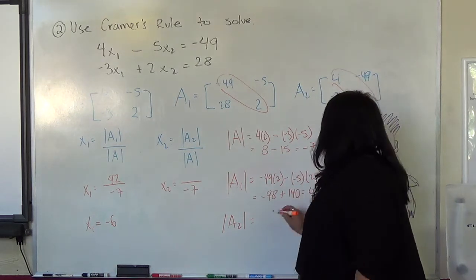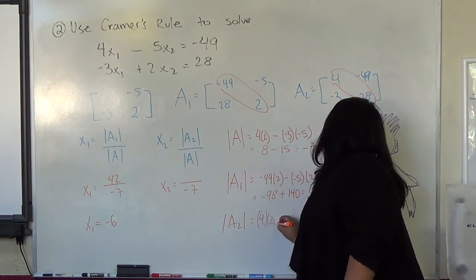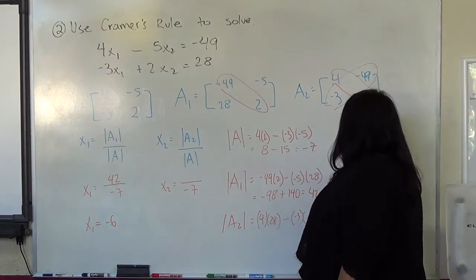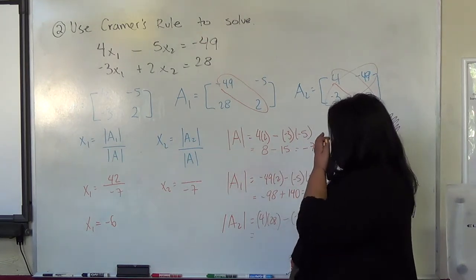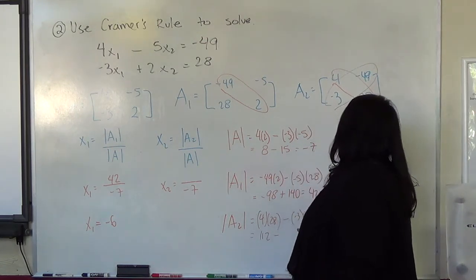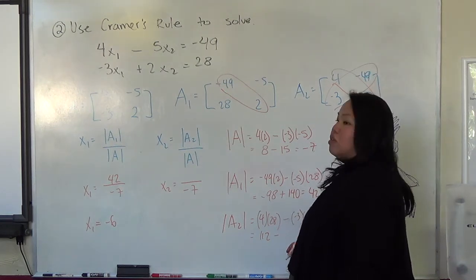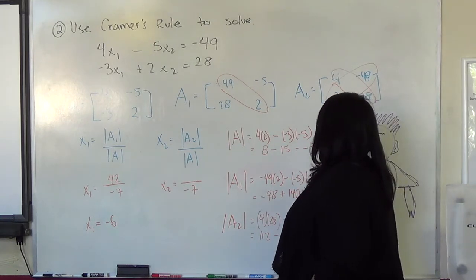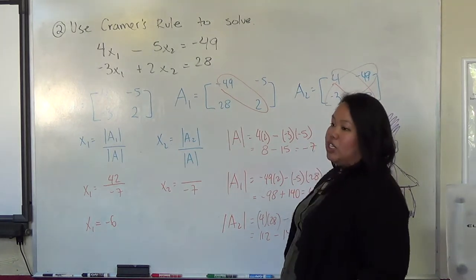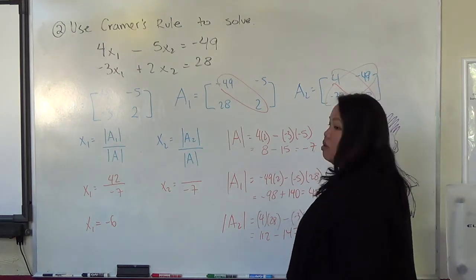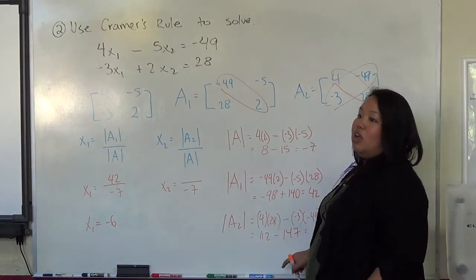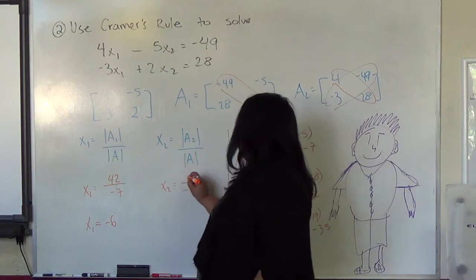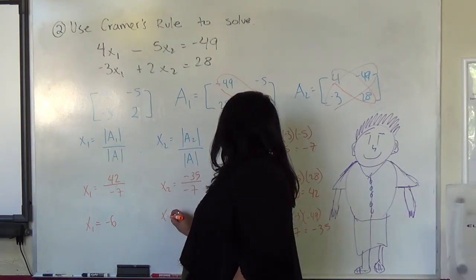So 4 times 28 minus negative 3 times negative 49. So 4 times 28 is 112. 112 minus negative 3 times negative 49, which is 147. 112 minus 147 should be negative 35. So this is negative 35 over negative 7, which means x2 is 5.